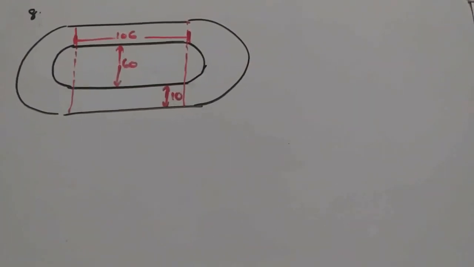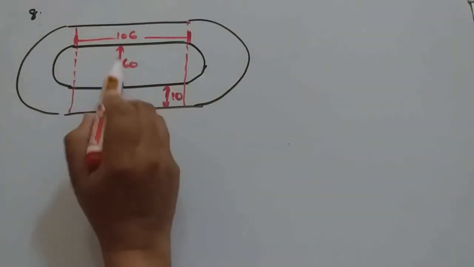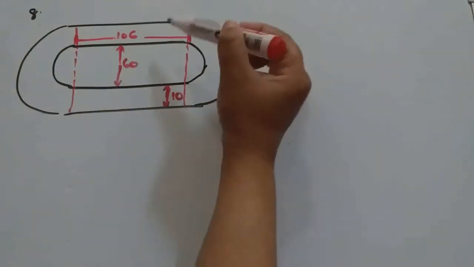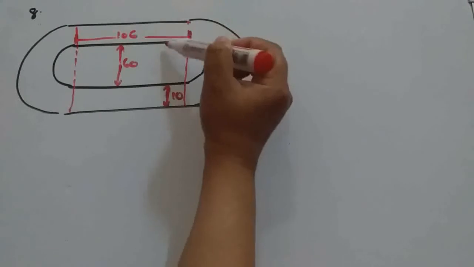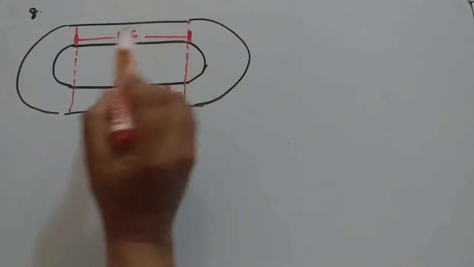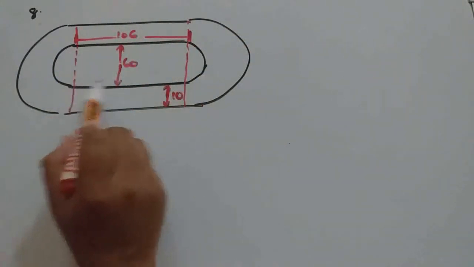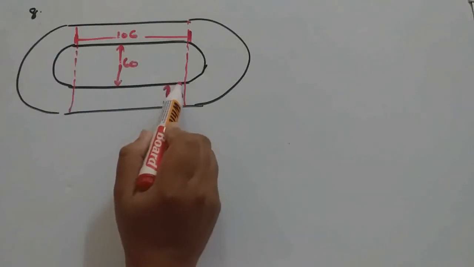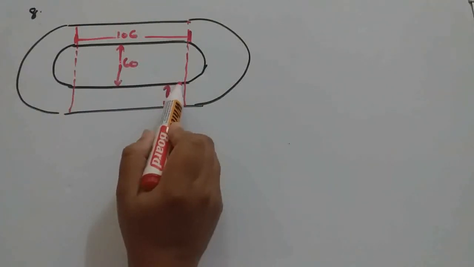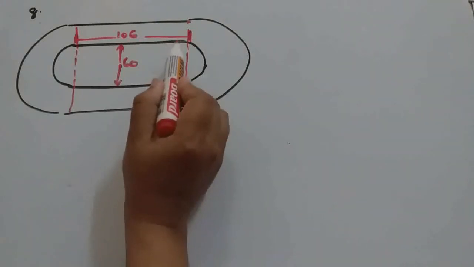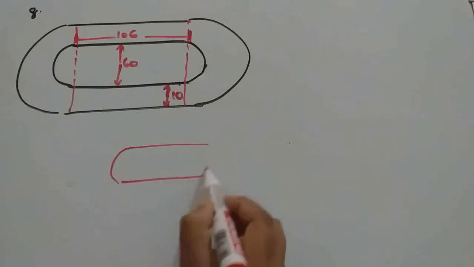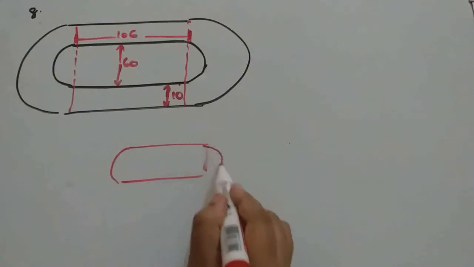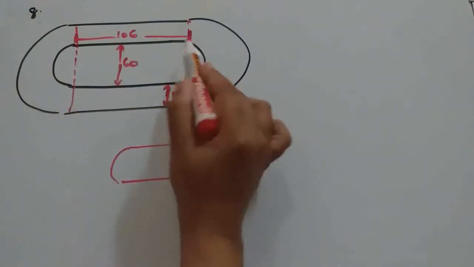In question number 8, it is given that the distance between the two inner parallel lines is 60, and the track is 10 meter wide. So this thickness is 10 meter, and these parallel lines are 106 meter long. We should find the distance around the track along its inner edge. This distance we should find along the inner edge.